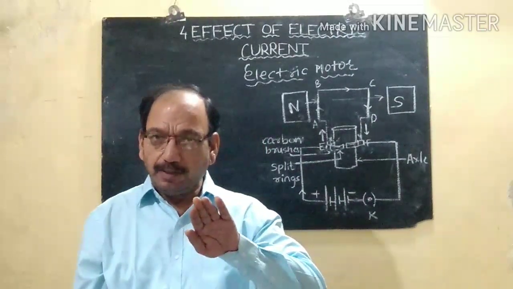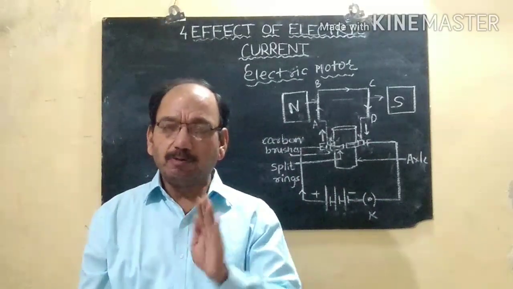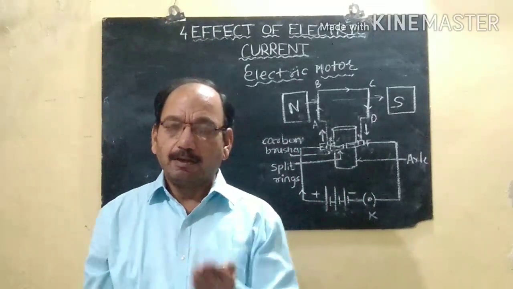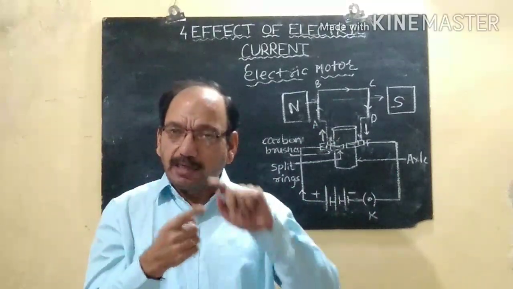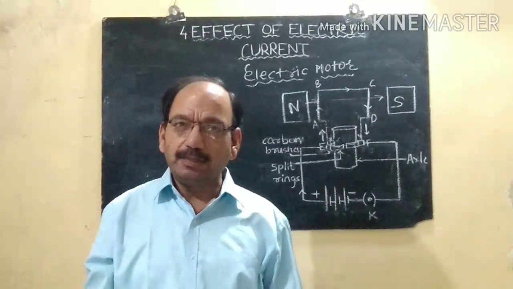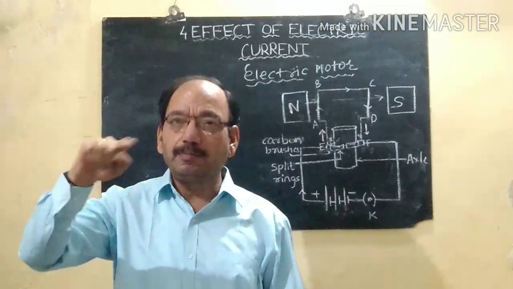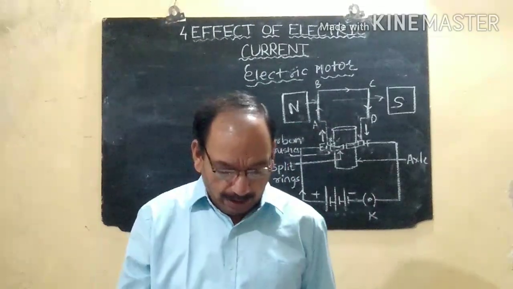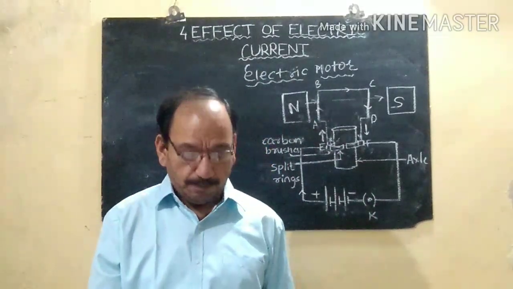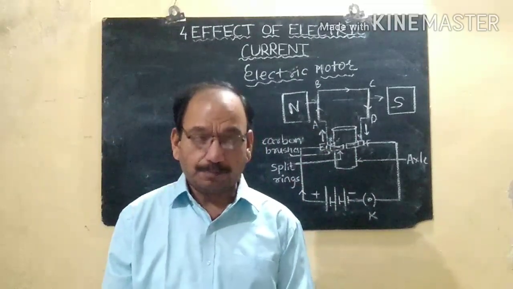When this split ring completes half a rotation, it will have rotated 180 degrees. When the other split ring comes in contact with the positive terminal, it will complete another 180, which means 180 plus 180 is equal to 360. One circle will be completed, and this circle will be completed in an anti-clockwise direction. And when the current is switched off, the loop stops rotating after some time.